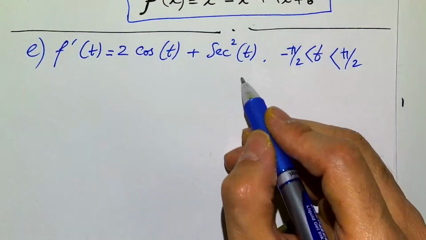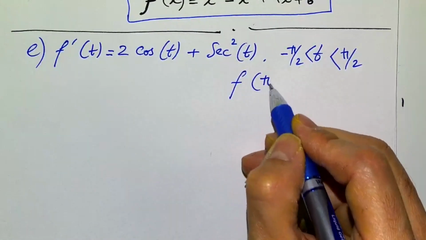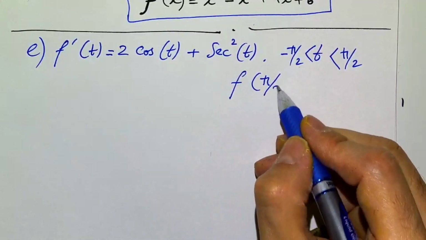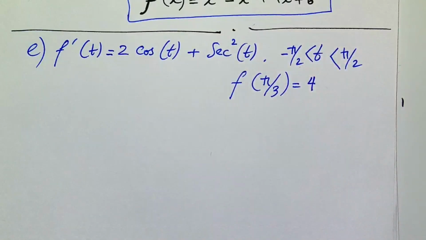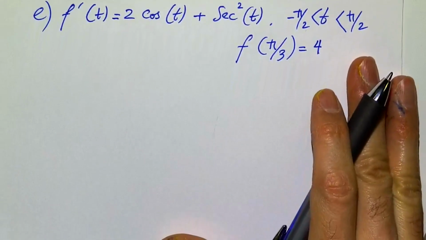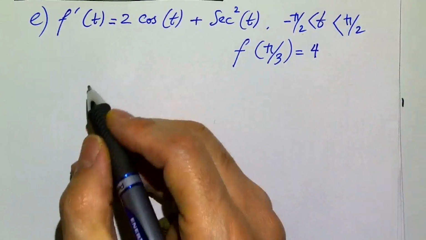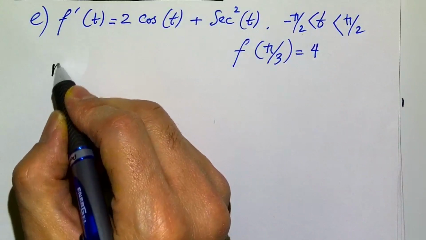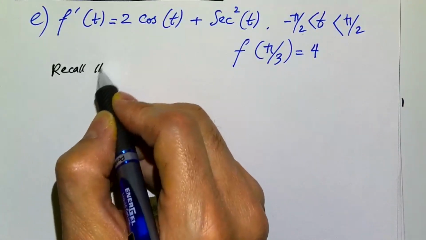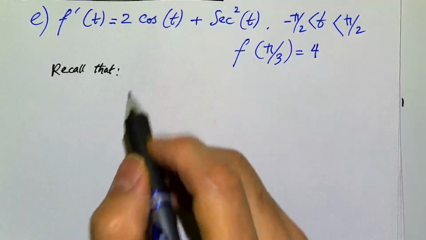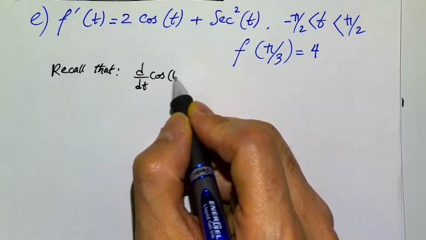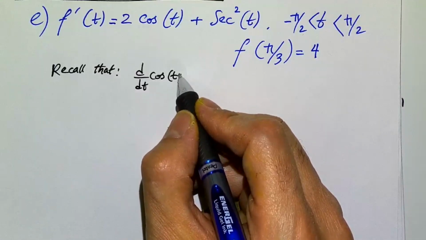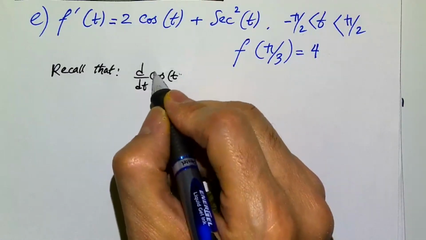And the additional information they give us this time is that the antiderivative f at pi over 3 has value 4. Okay? So just remember that, let's recall that the derivative of the cosine, no, I meant to say the derivative of sine.